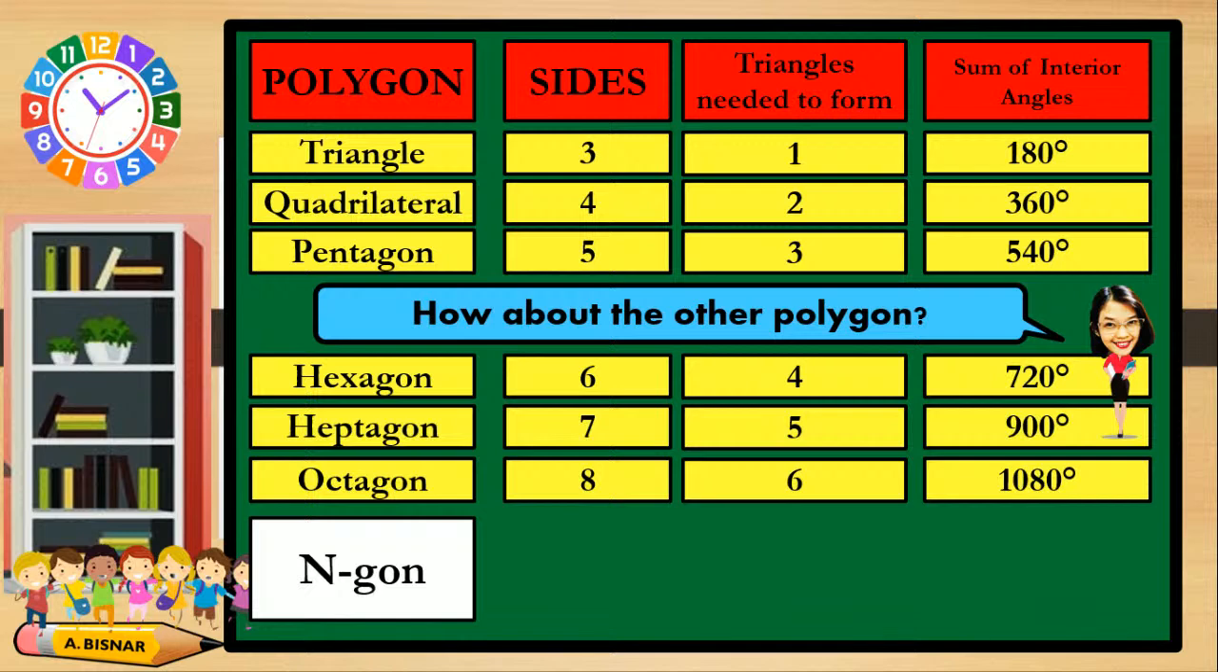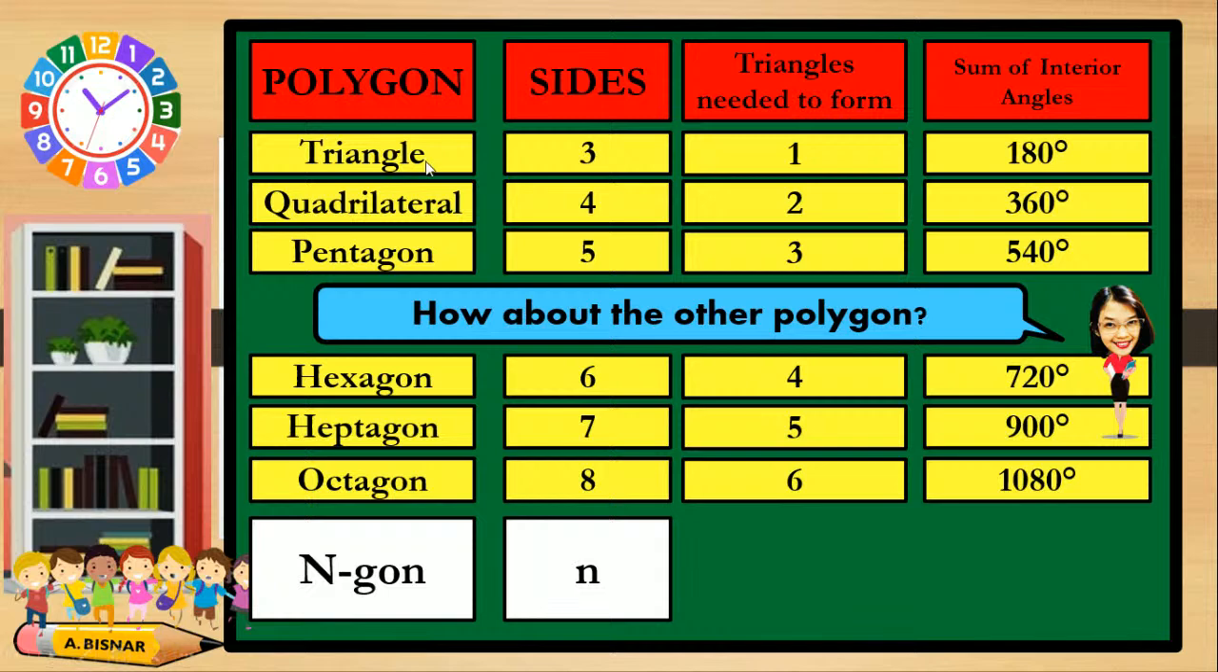So again, paano kung hindi sunod-sunod, ano na yung gagawin mo? Halimbawa, with this one, an n-gon. Kung ano mang side ang given, n stands for the number of sides. And then, you will just write the number of sides in here. Because it's hard to memorize all the names of the polygon, you can just simply use n-gon.